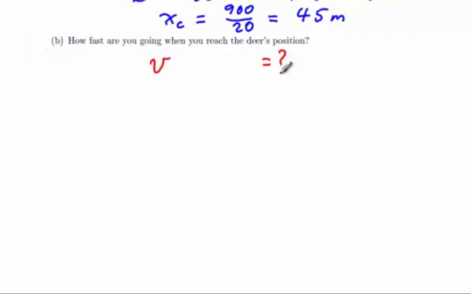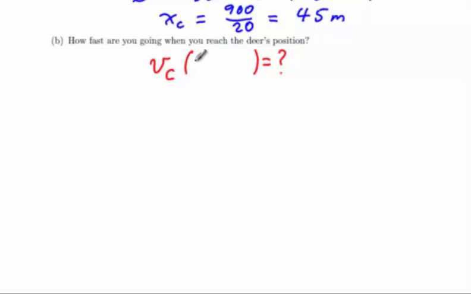This is not only an ill-formed question as written so far, but it's not even explicit about which velocity we care about. We want to know the velocity of the car, but the velocity of the car begins at 30, drops to 20, drops to 10, eventually reaches 0, and so this does not give us the answer that we want to know. We would like to know the velocity of the car under a particular condition, and that condition is when you reach the deer's location.